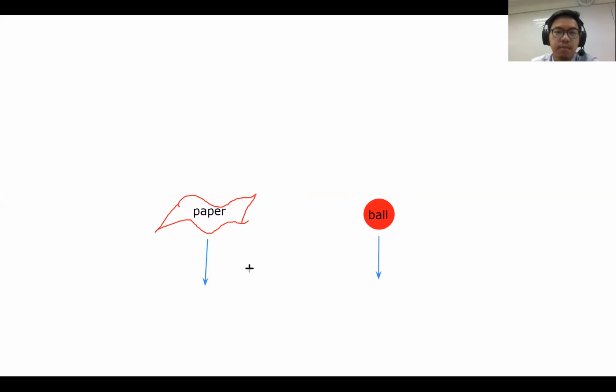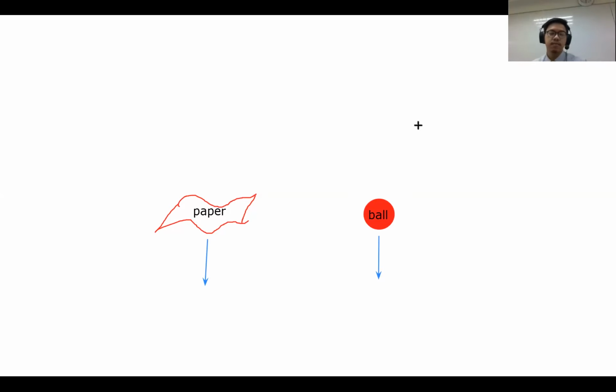Okay, so for example, let's say you have a ball and a piece of paper. They are dropped from a certain height, and they are being pulled by gravity, which are these blue arrows here. This is the gravitational force, and it's pulling these two down. If you don't have an atmosphere or air, and only gravity is acting on these two objects, they will fall and reach the ground at the same time. So that is what should happen. But if you drop these two things on Earth, because Earth has an atmosphere, the ball will drop first, and then the paper will reach the ground after that.